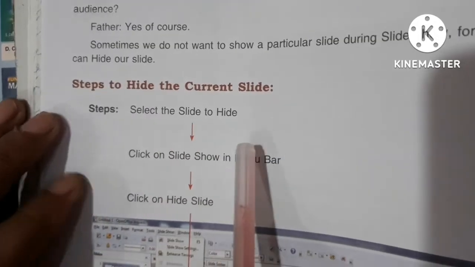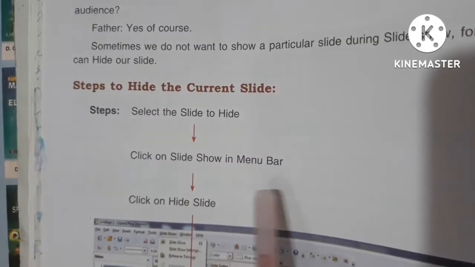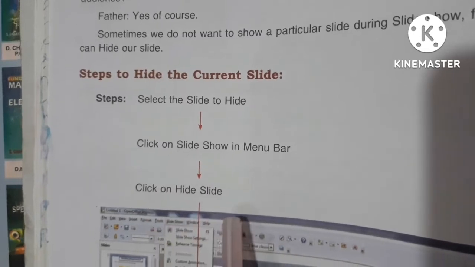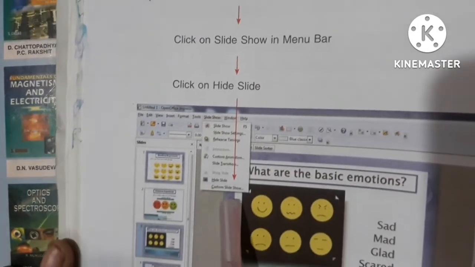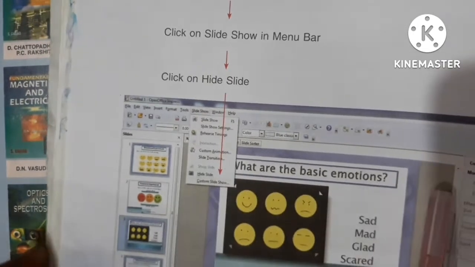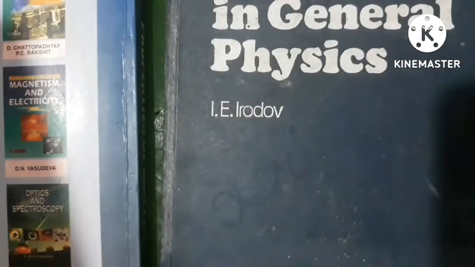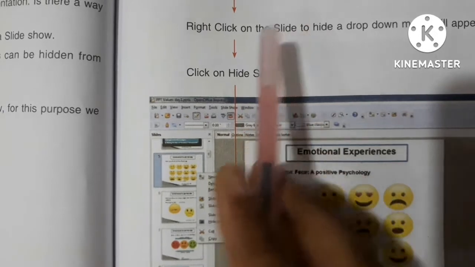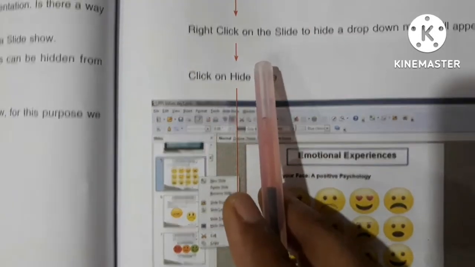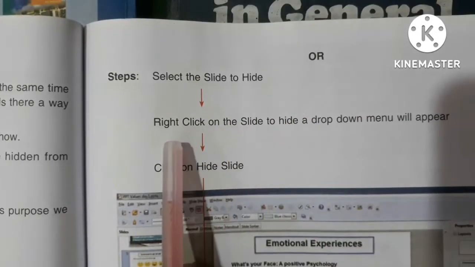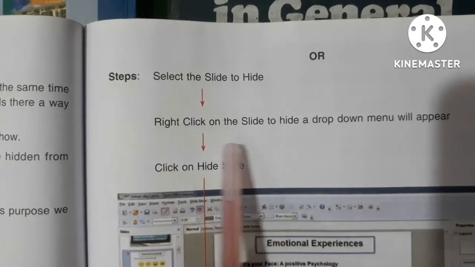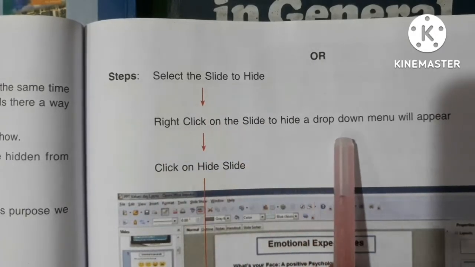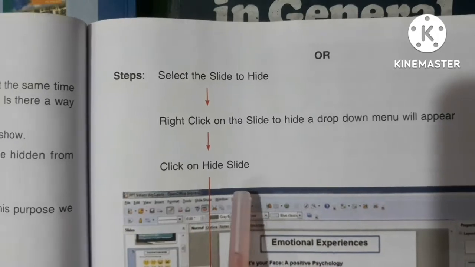Steps: Select the slide to hide. Click on Slideshow in the menu bar. Click on Hide Slide. Alternatively, select the slide to hide and right click on it. A drop down menu will appear. Click on Hide Slide.